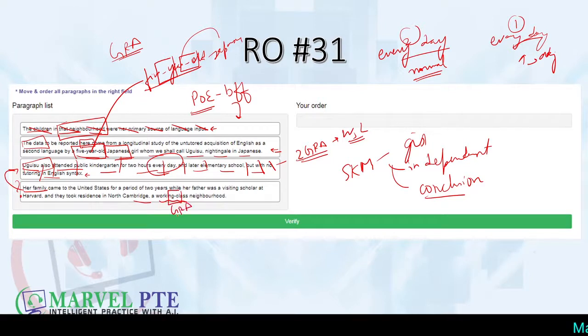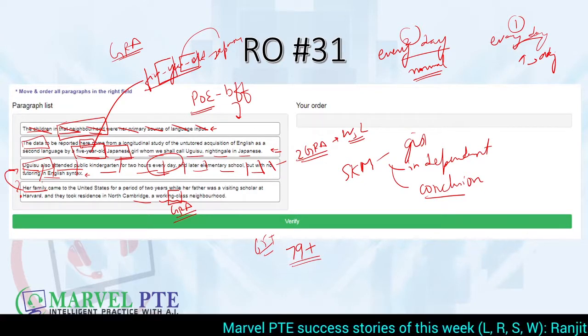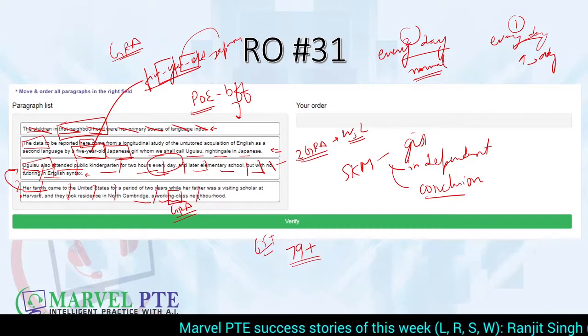The same grammar rule. See, these are little things which can be of huge importance, especially if you are looking to score 79 plus or even 65 plus. You need to know these rules, and we teach these rules to our students in detail. So her family, now this also cannot be an independent line, okay?